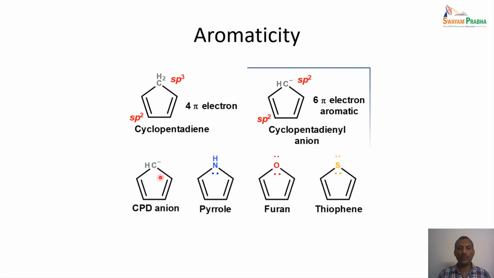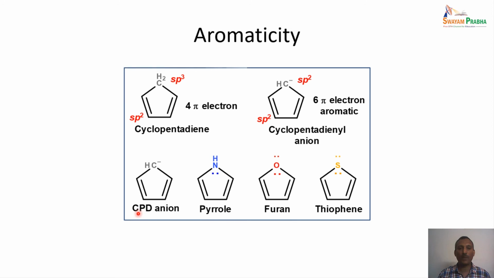And when we extend the same, the cyclopentadienyl anion and pyrrole, furan and thiophene, they all are isoelectronic, so they all have an aromatic nature similar to the cyclopentadienyl anion.